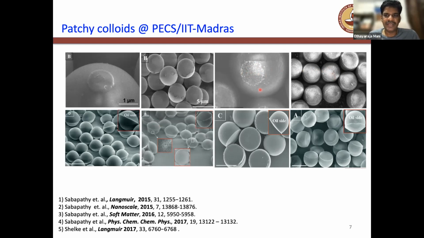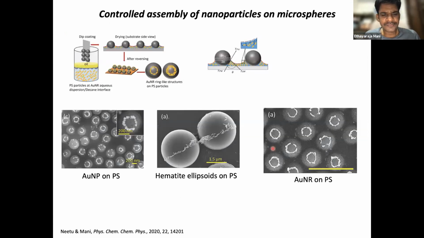We also go beyond spherical particles. We make what we call idli shaped particles, or this kind of faceted particle. And these are very easy to make because you could actually make them using interfacial engineering. Let me not go into the details of how we make these particles, but I will just highlight some of the work we have done with these particles.